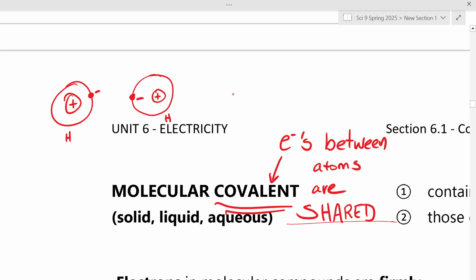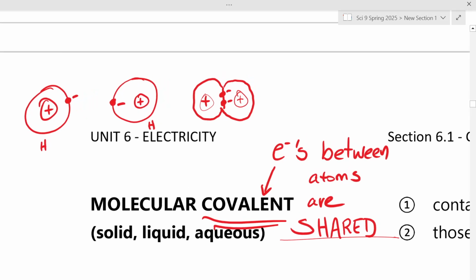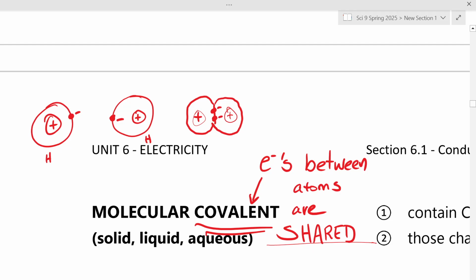So what they are going to do is they are going to get together and they are going to share those 2 electrons between them so that they each get a full valence shell. Does it look like those electrons are able to move? No.